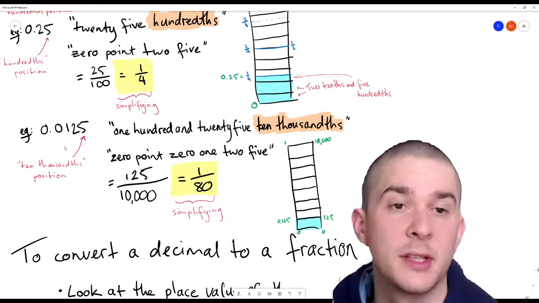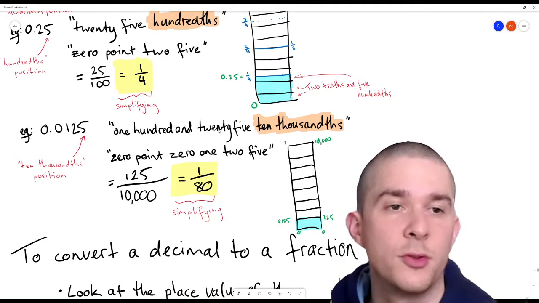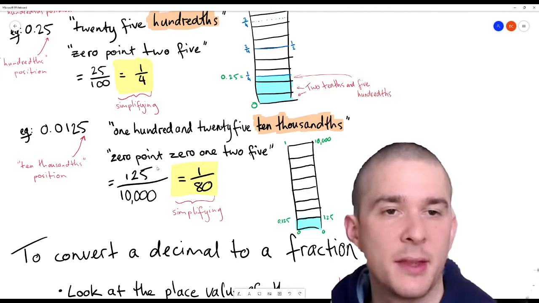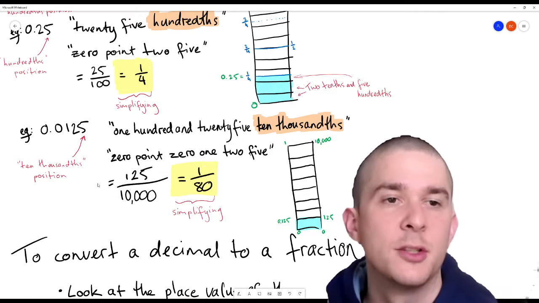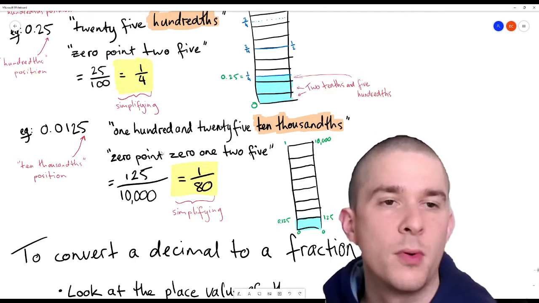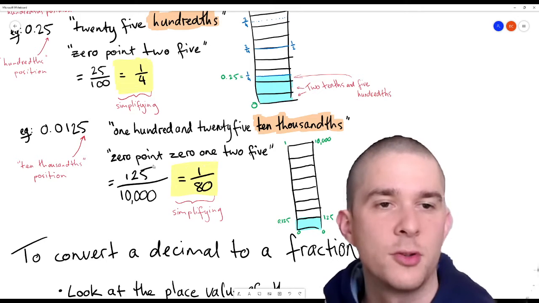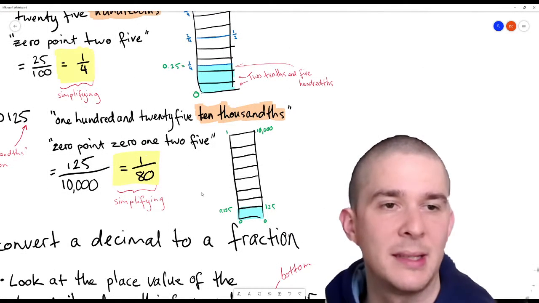All right, here's another example. 0.0125, or 125 10,000ths. Now I know to say 10,000ths because I'm looking at the position of the last decimal here, that 5. So when we have 0.0125, we put it over 10,000 because it's 10,000ths. 125 10,000ths simplifies down to 1/80th.